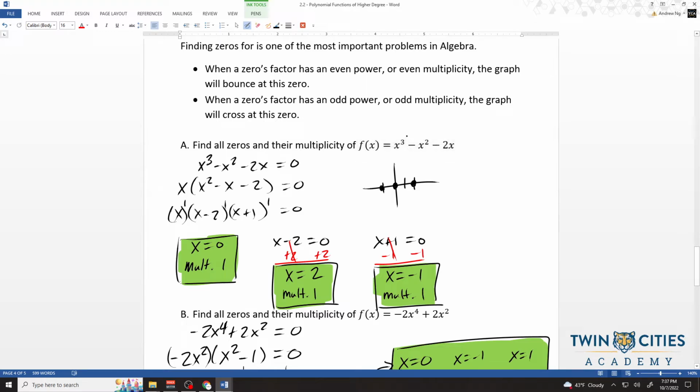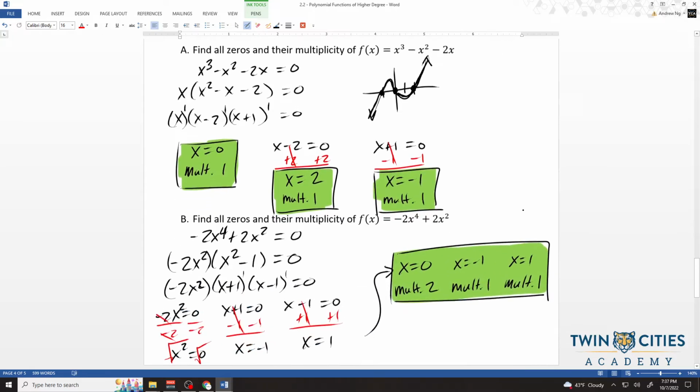And since n is 3, it's odd, and this is positive, I know that this is going to be falling to the left, rising to the right. It could look something like this. It might not be exactly this. I might have to test a few more points out to find out exactly what this looks like, but this gives me a good idea at least. Whereas if any of these had a multiplicity that was even, instead of crossing at these zeros, it would bounce.